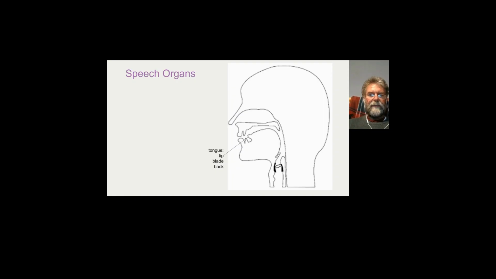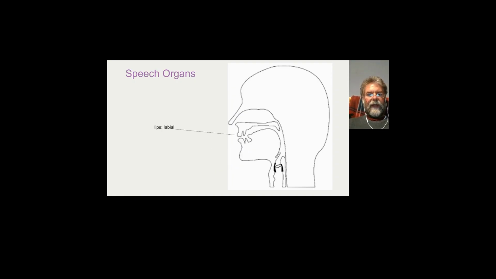More commonly used is the bit of the tongue just behind the tip, called the blade of the tongue, and that is used to make quite a lot of language sounds, particularly towards the front of the mouth. The third area of the tongue which is used to make language sounds is the back of the tongue, and that tends to be used to make sounds at the back of your mouth.